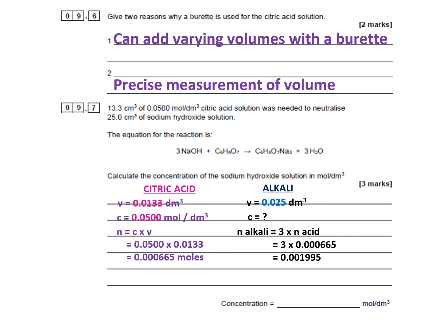Now I have a volume and I have a number of moles, so I can work out the concentration for my alkali, dividing the number of moles by the volume to therefore produce my concentration of 0.0798 moles per decimeter cubed.